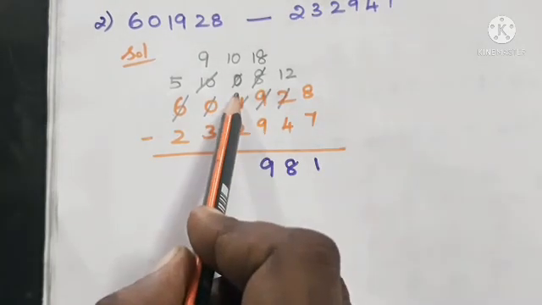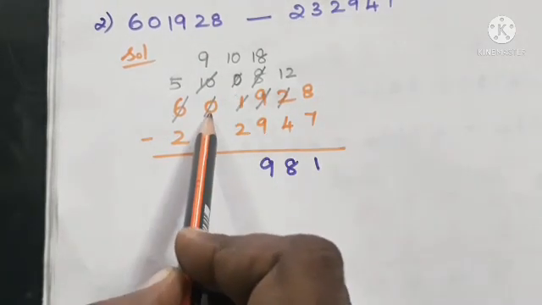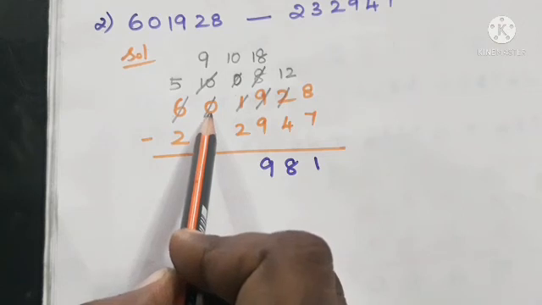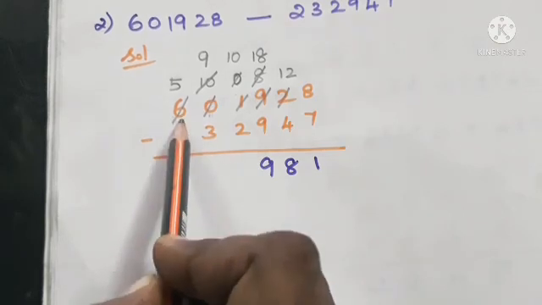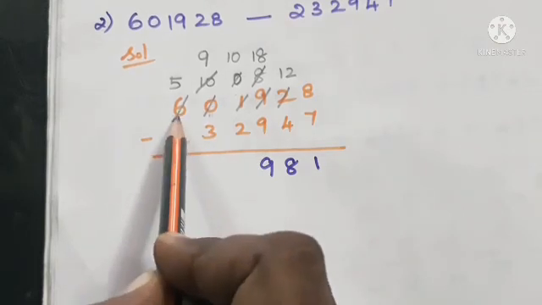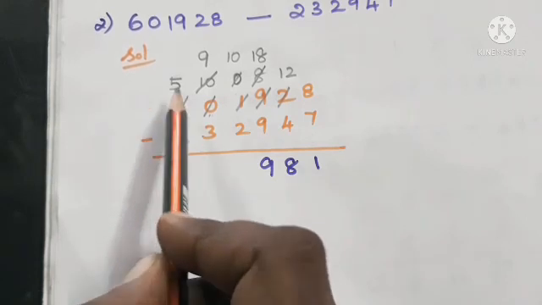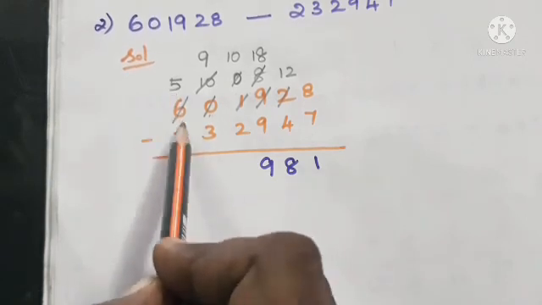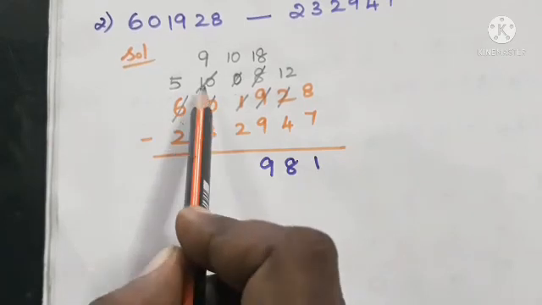Here we have to borrow a number from 0. It's not possible to take a number from 0, so what do we have to do? We have to move on to the next value. So 6 we have. If you are taking a number from 6, it will change to 5, and 0 will become 10 now.